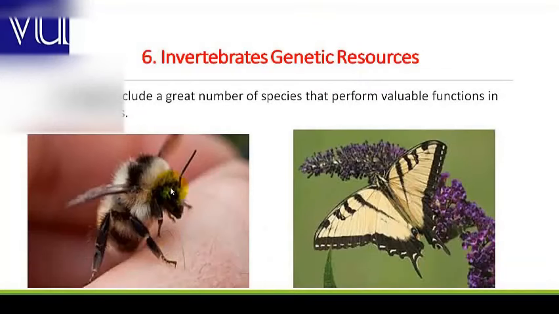And the last type is invertebrate genetic resources. As its name indicates, it comprises all genetic resources or all material of actual or potential value of invertebrates. Invertebrates include a great number of species that perform a valuable function in agro-ecosystems. For example, the honeybee. We collect honey from honeybees, and it also plays a role in pollination.